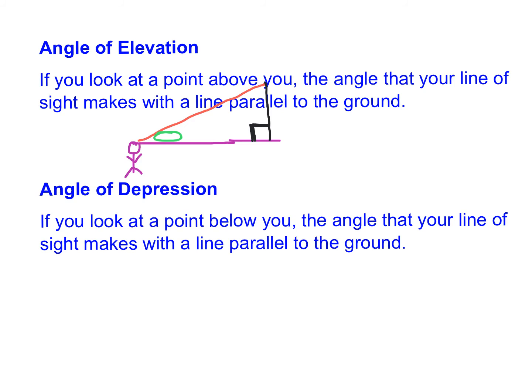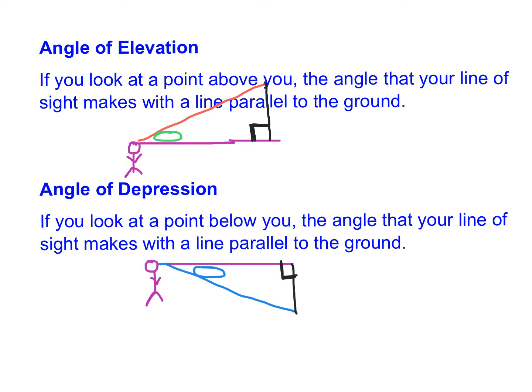Now, if we have an angle of depression, it's the same kind of idea, but I'm always looking outwards along a sight line, and then I depress my eyes downwards to look at an item, and this is known as my angle of depression. And then I've got my right angle there.